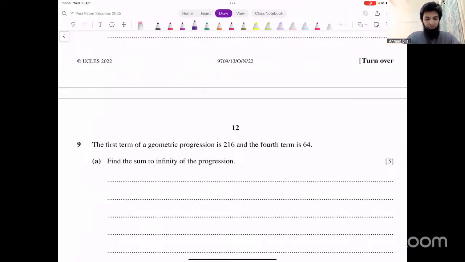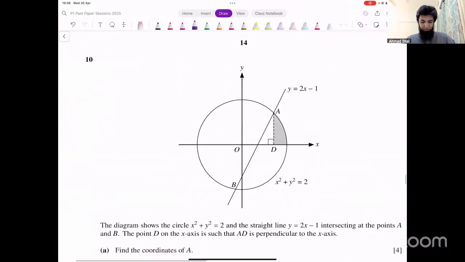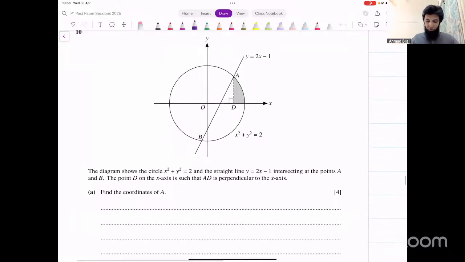And now question number 10. That's the last question that we're doing from this paper, and that's it for this session. Question number 10. We've got the equation of a circle, x squared plus y squared equals 2, and a straight line, y equals 2x minus 1. They intersect at points A and B. We can see those points here, point A and point B.